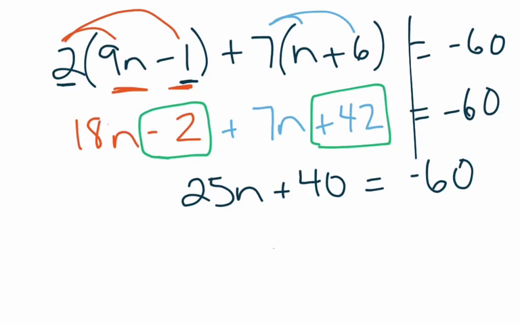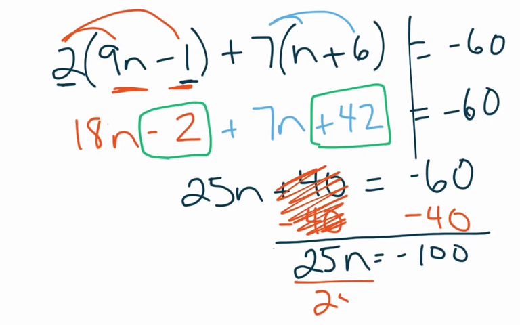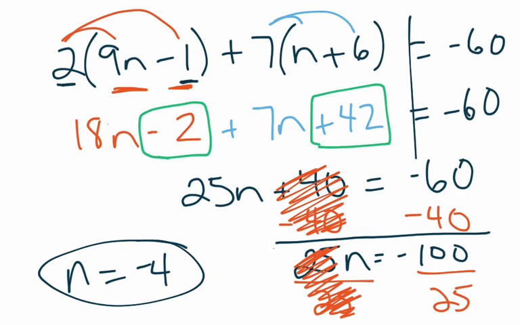Okay, so now this is just a two-step equation. So hopefully you're getting very good at these. And we're going to subtract 40 from both sides. These 40s go away. And then we get 25n equals negative 100. Because negative 60 minus 40 is negative 100. Then we divide by 25. And these 25s go away. And if you take a negative 100 and divide it by 25, you get negative 4. So n equals negative 4.